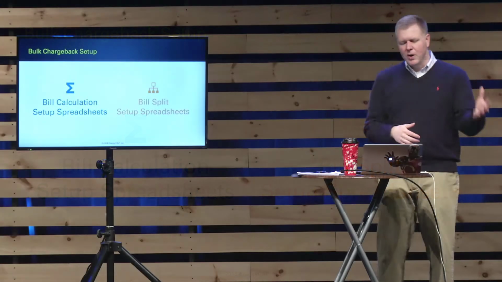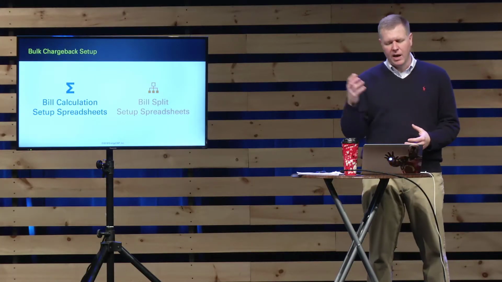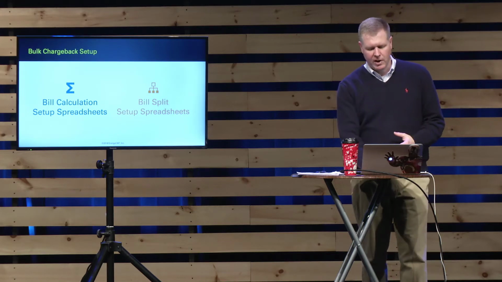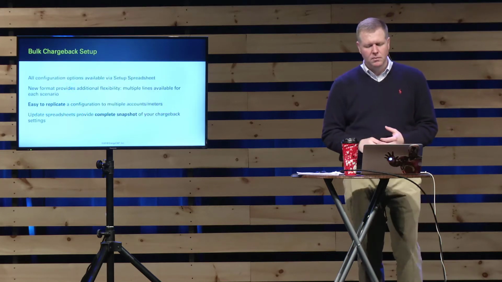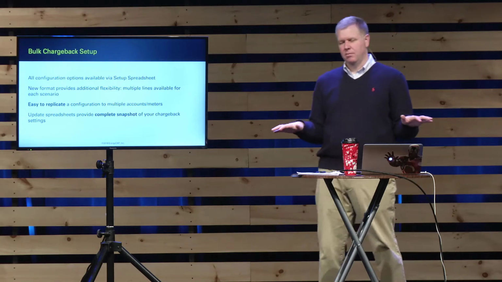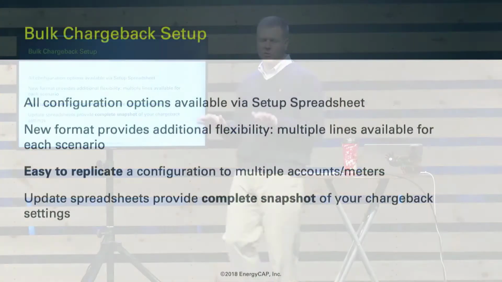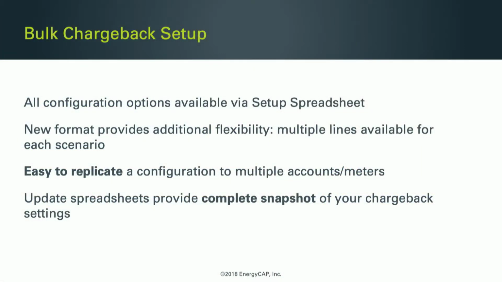So there's a new bill calculation setup spreadsheet and a new bill split setup spreadsheet. Every option that's available through the UI by logging in and all the things that I clicked, those same options are available with the setup spreadsheets. There's no longer a difference between the things you can do with setup spreadsheets and those things you can do in the UI. They're 100% match.